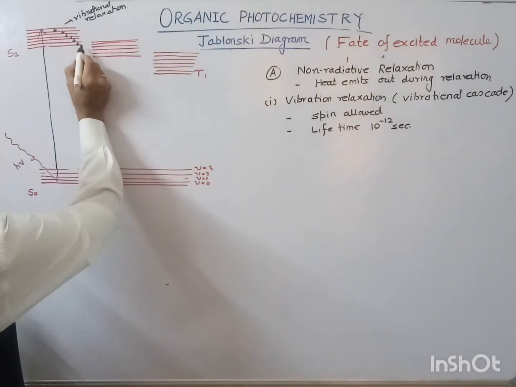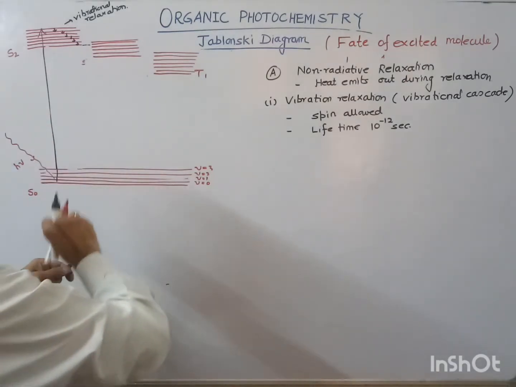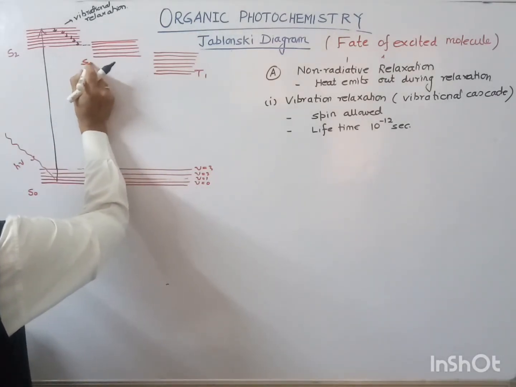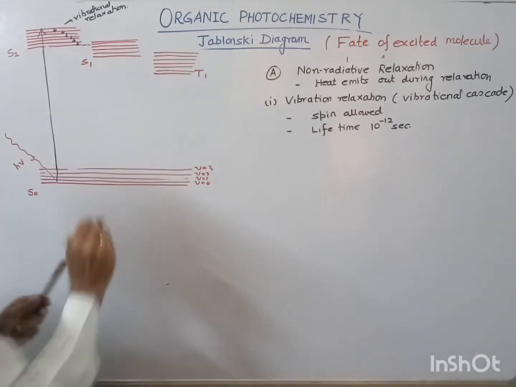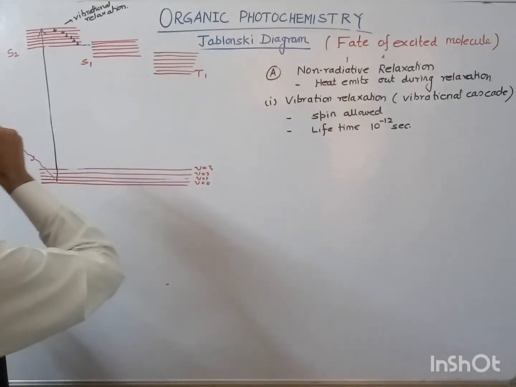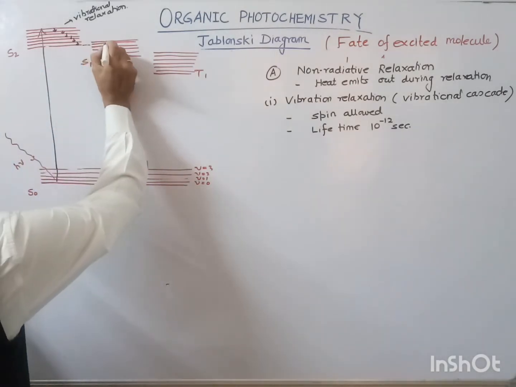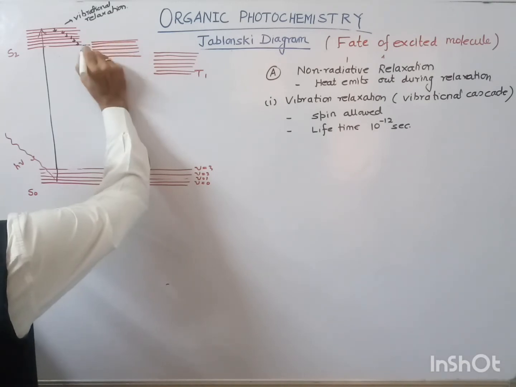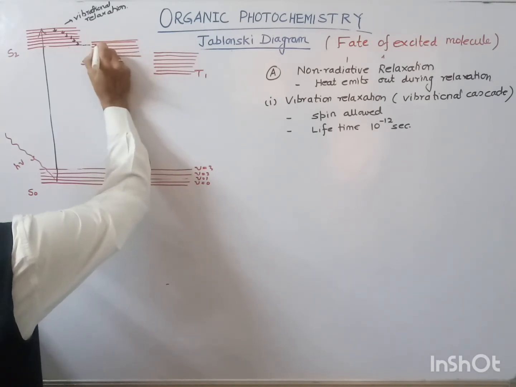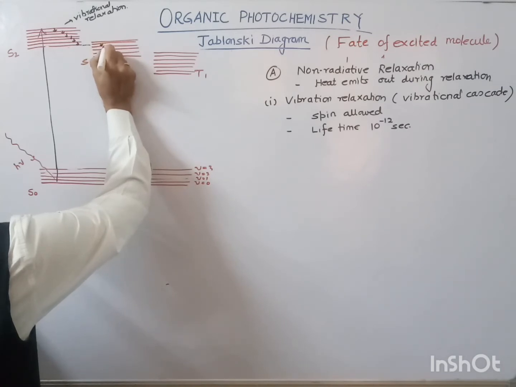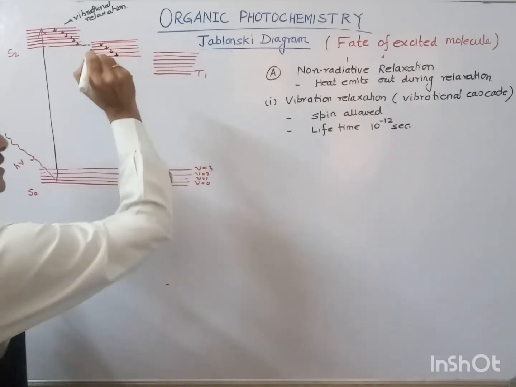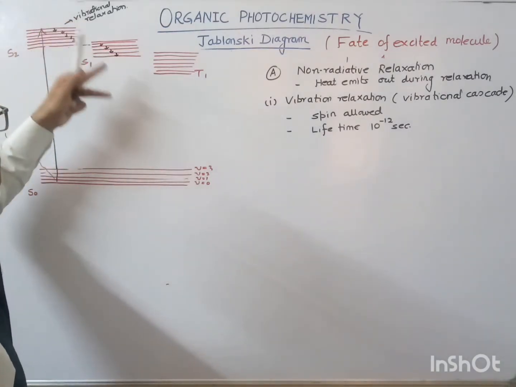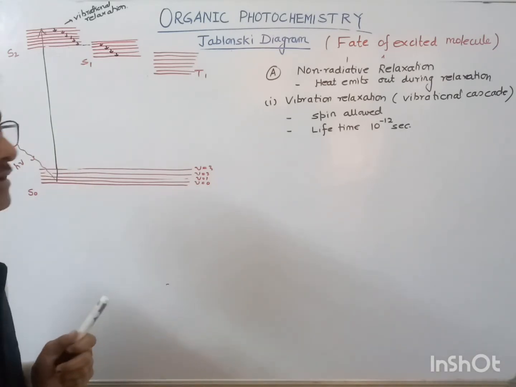Suppose here, as you can see, the energy matches the next lower excited singlet state. This is S1. So the energy here matches this lower excited singlet state. That's why the electron can cross from this state to the other state, and it will go here, and it will again undergo relaxation to the lower excited vibrational state. All these processes are called vibrational relaxation.